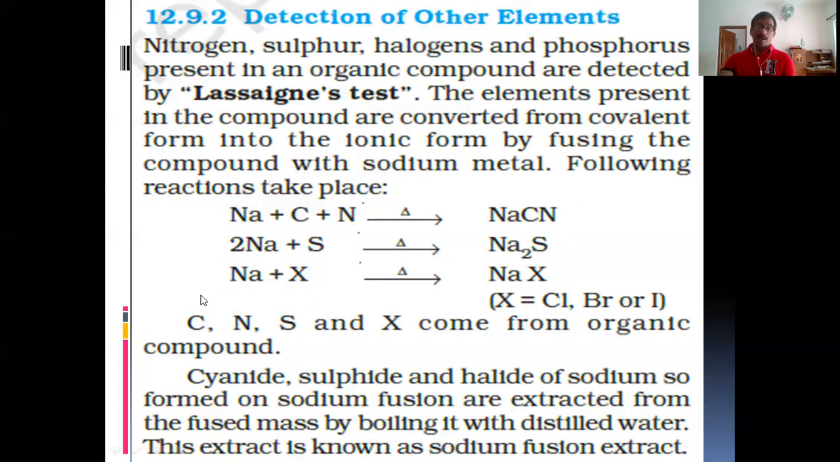If carbon, nitrogen, and sulfur, these three are present together, then sodium will combine with these three to form sodium thiocyanate, NaSCN. Okay, now the elements in the organic compound are converted to ionic compounds: sodium cyanide, sodium sulfide, sodium halide.